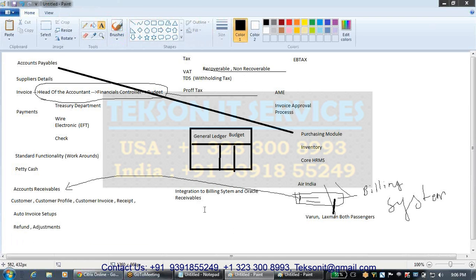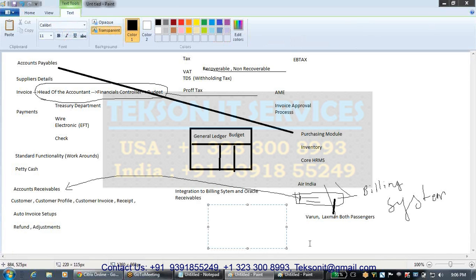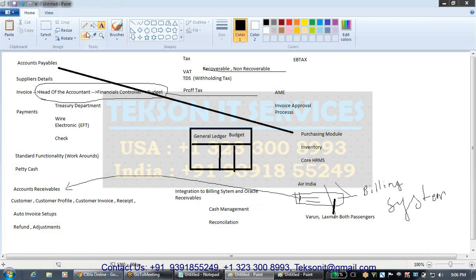Next comes cash management. Here we do the reconciliation. Reconciliation concepts are very important. I want to explain what you mean by reconciliation.